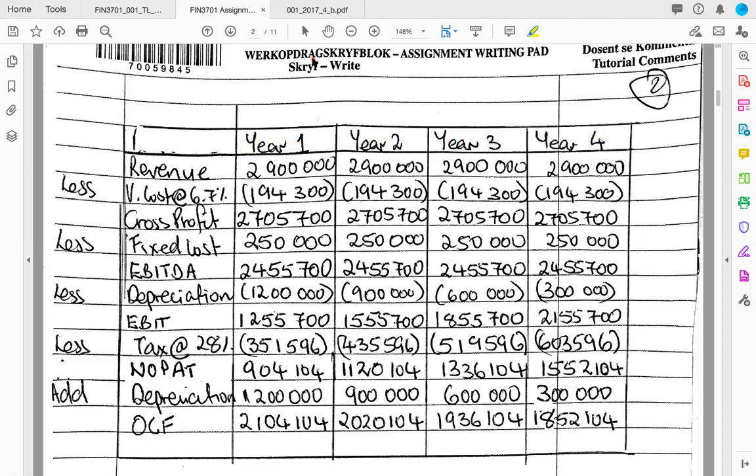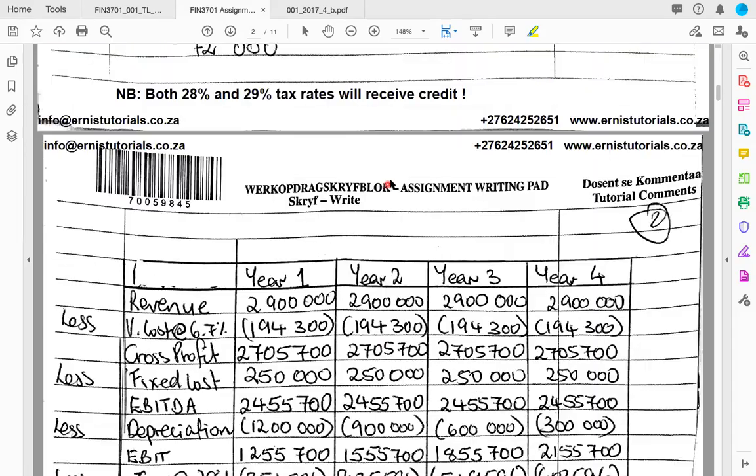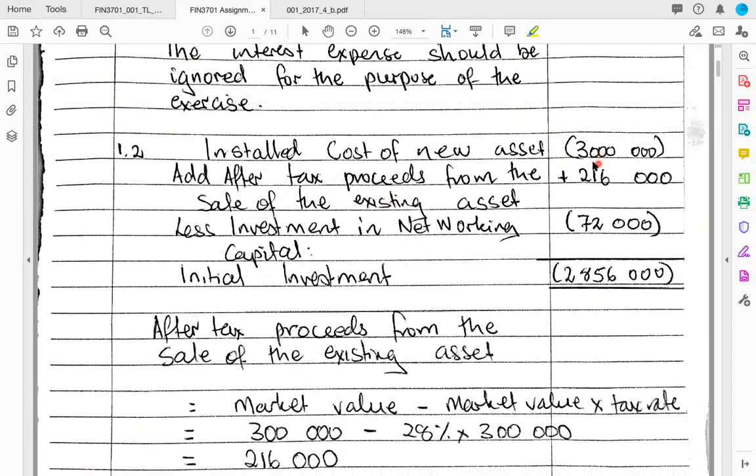And then remember, we are told that depreciation is 40% of the installed cost in the first year, 30% in the second year, 20% in the third year, and 10% in the fourth year. And remember, the installed cost of our asset is 3 million.